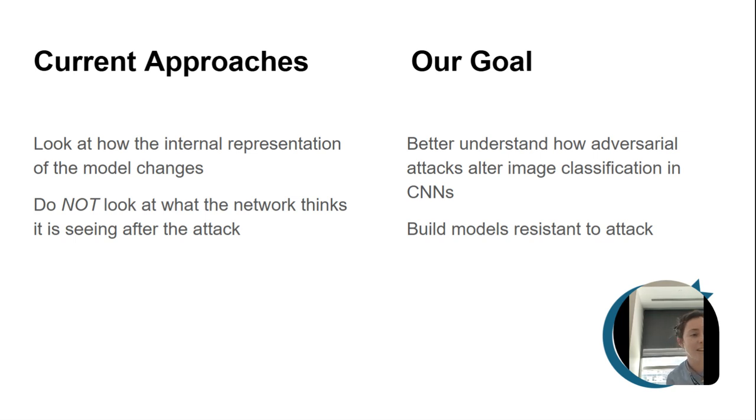So, current approaches at trying to figure out how to better understand adversarial attacks look at the internal representation of how the model changes, but they don't look at what the network thinks that it's saying after the attack, which is what we're aiming to do. And we're hoping that in this way we can better understand how adversarial attacks alter image classification for these convolutional neural networks, and eventually hope that it will help us to build models that are resistant to attack.